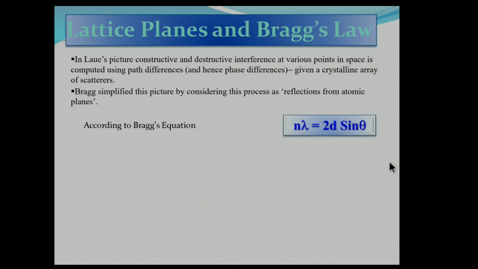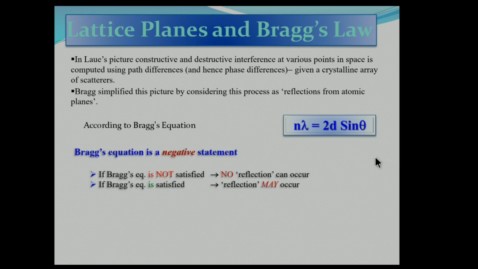where n is the order of reflection and lambda is the wavelength of the X-rays used, d or d_hkl is the interplanar distance with Miller indices h, k and l, and theta is the angle of diffraction.